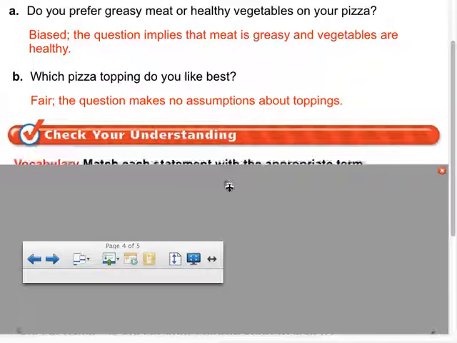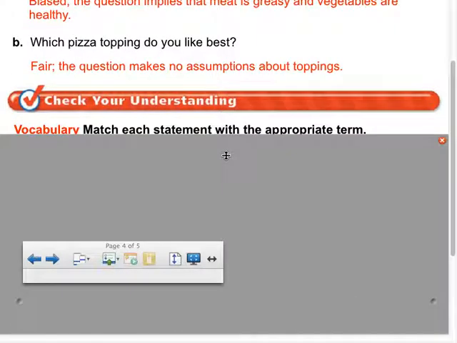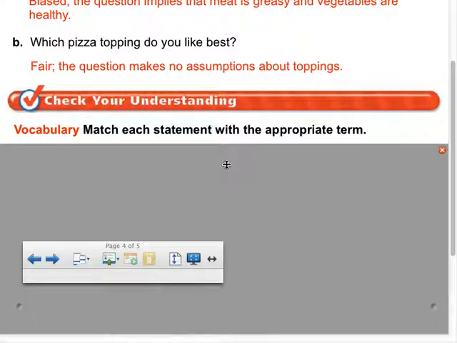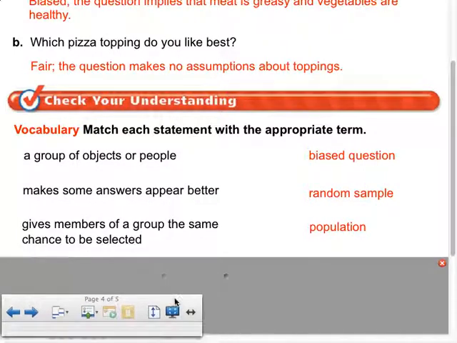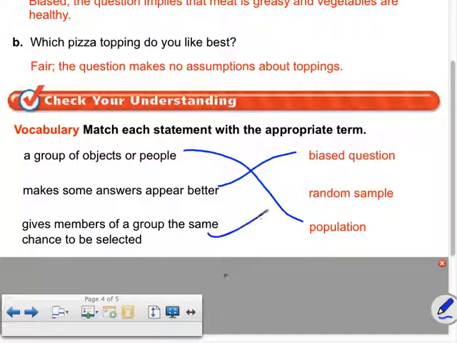Okay. Now, end of the lesson. Match each statement with the appropriate term. Okay, a group of objects or people. Population. That is the population. Very good. Okay, make some answers appear better. Very good, bias. And then obviously gives members of a group the same chance of being selected. Random sample. Okay.